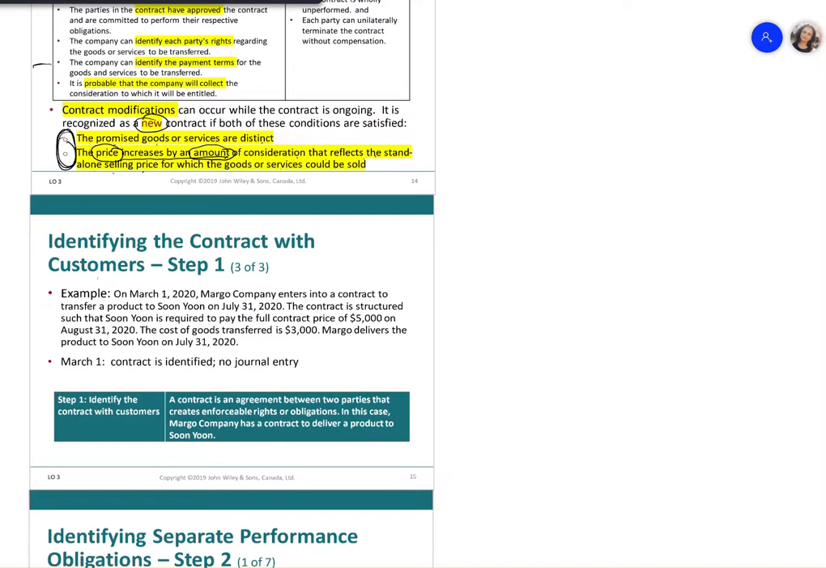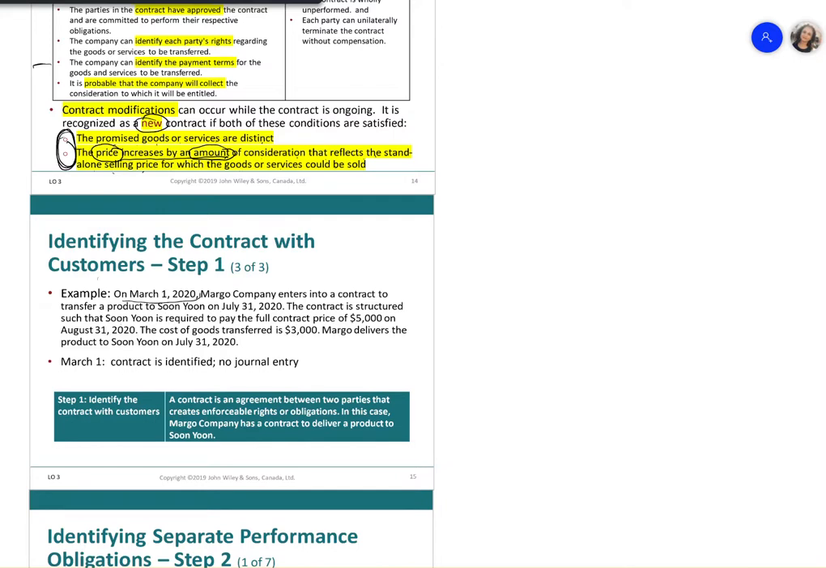In this case, this example is a good example to show you when we recognize the journal entry when we have a contract. On March 1st, 2020, Margo Company entered into a contract to transfer a product to Soon Yoon on July 31st. The contract is structured such that Soon Yoon is required to pay the full contract price of 5,000 on August 31st. So we enter into a contract.